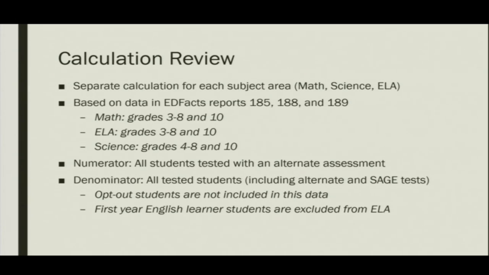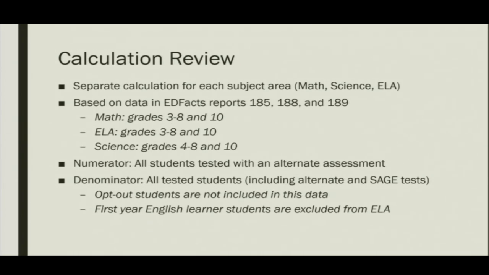And then looking at that calculation rule, we will look at that in all areas: math, science, and ELA. The data is based upon EDFacts reports 185, 188, and 189, and Malia will talk a little bit more about that momentarily. It's really important to note that what we report to OSEP is just grades 3 through 8 and 10 for ELA and math, and science is grades 4 through 8 and 10. So we don't include grade 9 and 11 in those calculations.